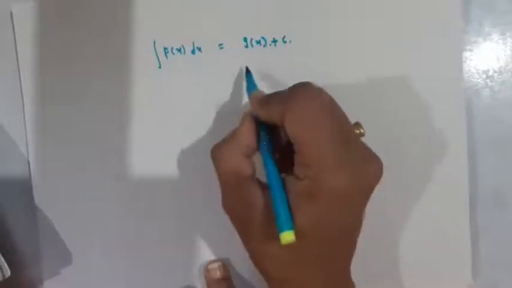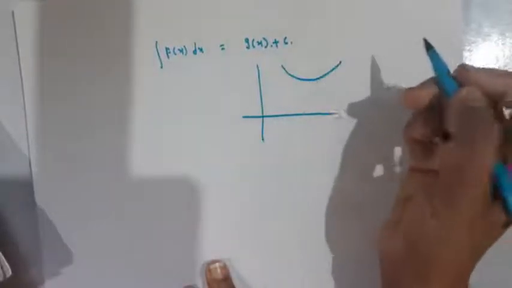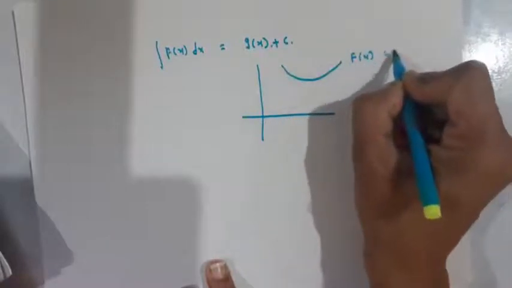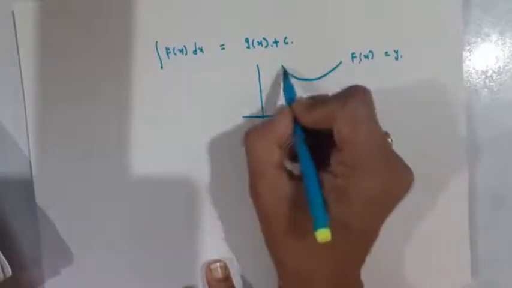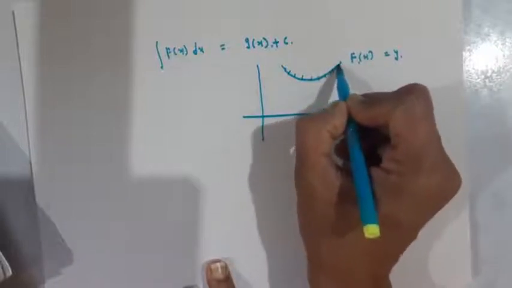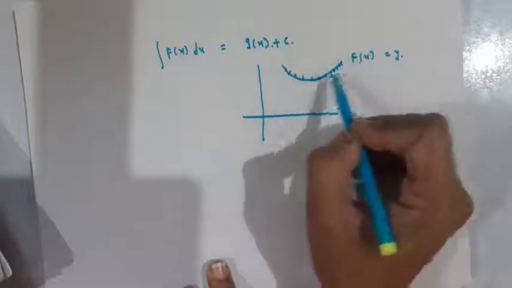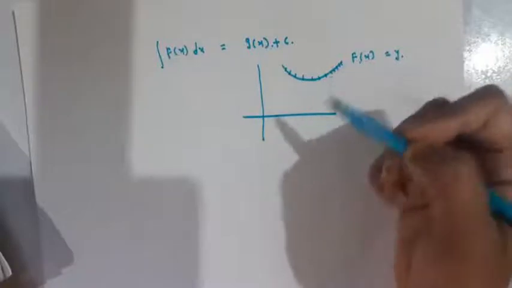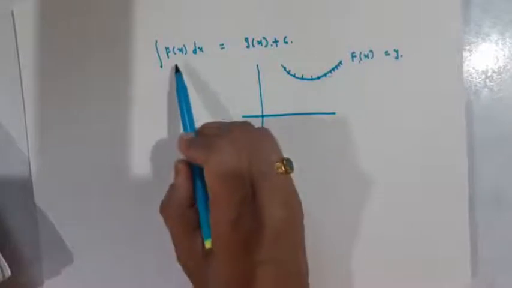So in integration, suppose this is the curve, y equal to f of x. Integration of f of x means on this curve there are a number of points, and we add all the points. Integration means we sum all the points on that curve, on that part, whatever it is. That is the integration, and that is indefinite integration.